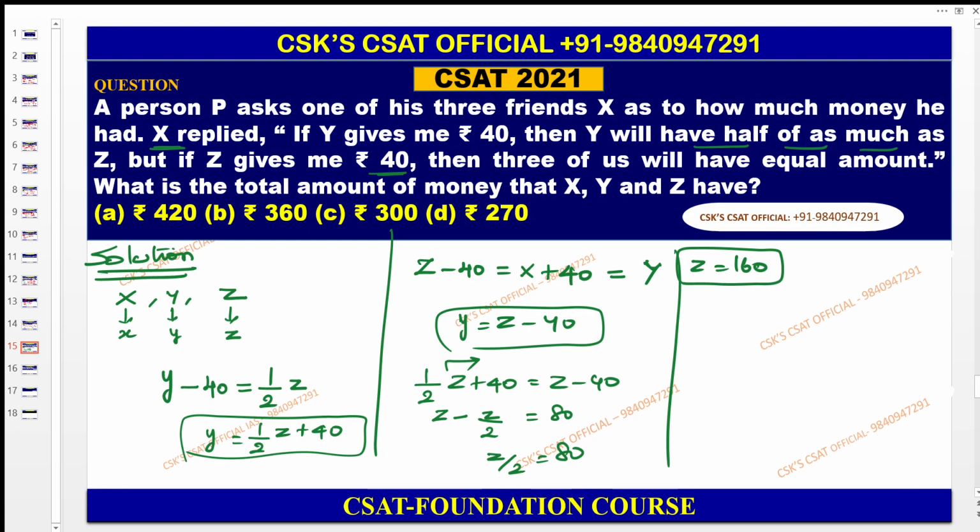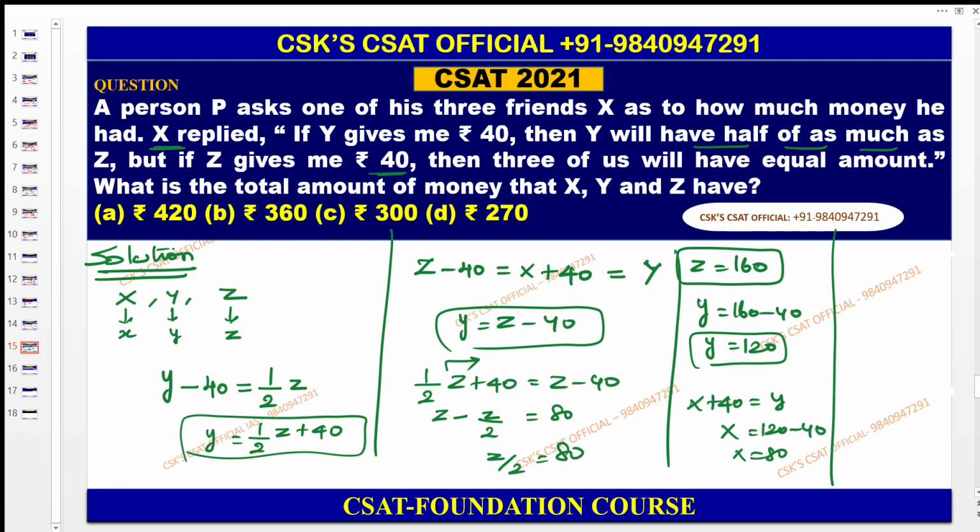Now the next part here is we have to find out the rest of the values. Y you can easily find: 160 minus 40, so Y is equal to 120. Then X also you can find here. How? X plus 40 is equal to Y. Substitute, so X is equal to 120 minus 40. So X is equal to 80.